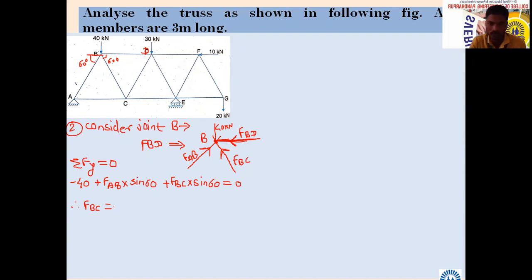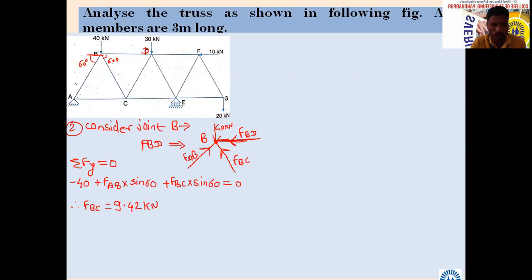You have taken compressive, I had taken tensile. No, I am not telling you. Answer should come same here. At least the value. Forget about your assumption. Is it coming positive? Yes sir.